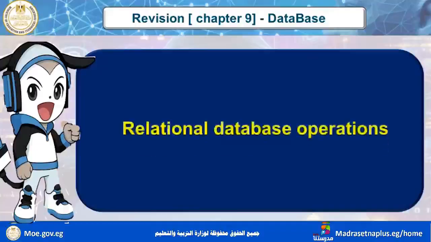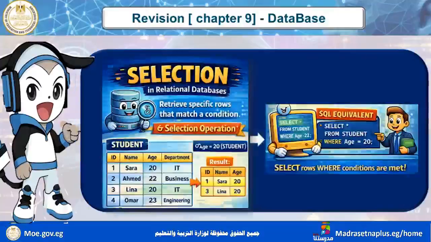What are the operations of a relational database? First one, selection. Selection here means how to retrieve specific rows that match a condition. For example, when I say that I want the students of the same age, which is 20, I want to get the data about students where age is equal to 20. Here we talk about two records, Sarah and Lena.